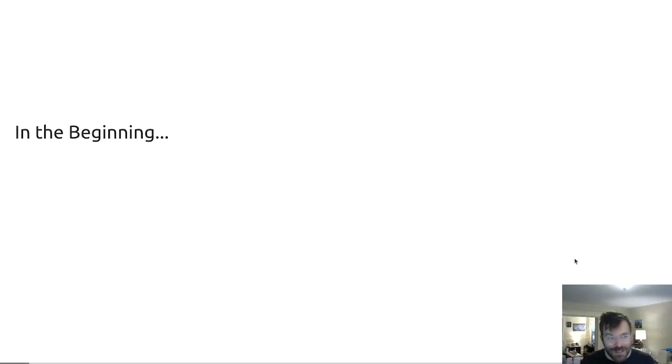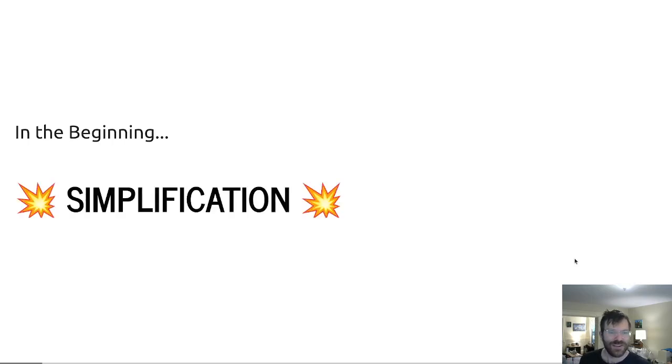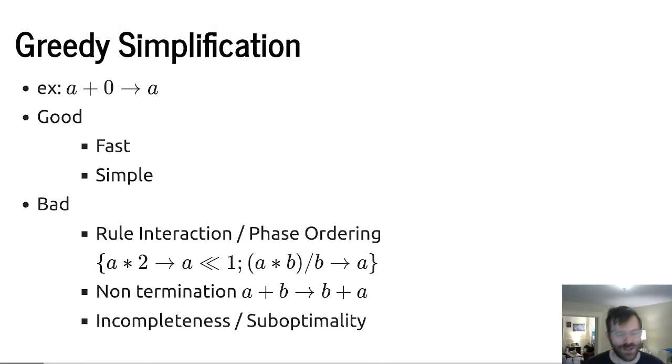So, in the beginning, there was simplification. Greedy term simplification, where you start with some term and you find patterns in it of things that aren't so good, like here, for example, a plus 0. You find that pattern inside your term, and then you replace it. You mutate your data structure, you mutate your tree, and you replace it with a better form of that pattern. For example, a, where we've fused away the adding 0, which was a useless operation.